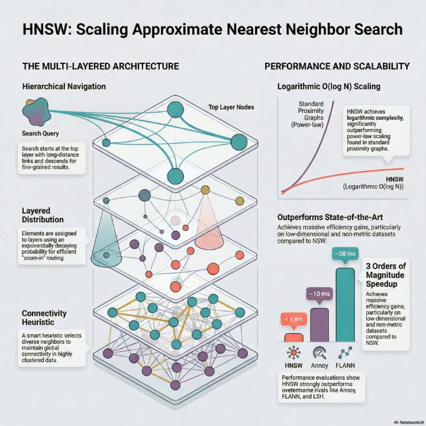HNSW is a graph. Graphs take up space. You have to store all those links, all those pointers from one node to its neighbors in memory. In RAM, if you have a billion vectors and each has 32 links, that is a lot of pointers. So HNSW is memory hungry.